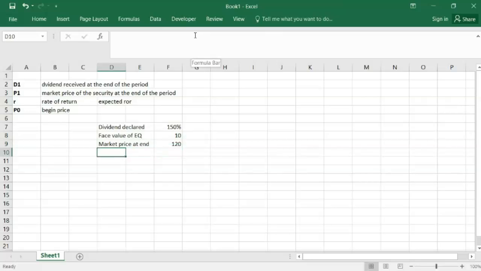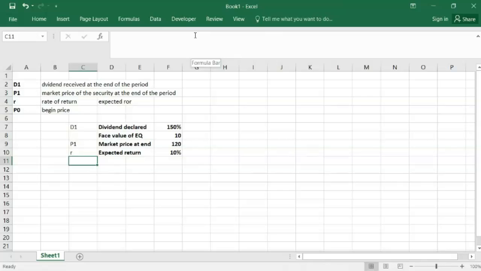And the rate of return expected from the market by the investors is about 10 percentage. So in this particular problem, these values are given. You need to understand what exactly these values are. The dividend paid at the end of the period is D1. The face value is given, the market price at the end of the period, which we call P1, is given, and the expected rate is given. So D1, P1, and all the data are given in this problem.